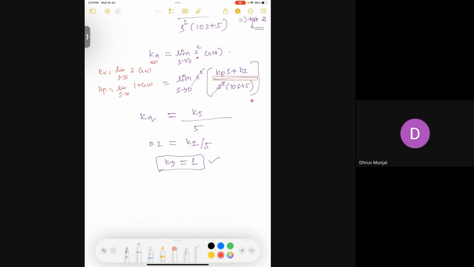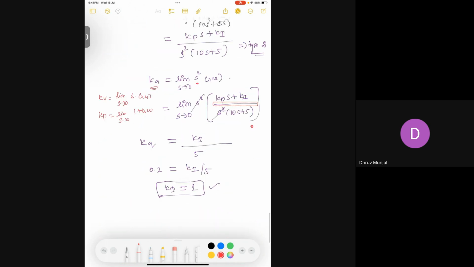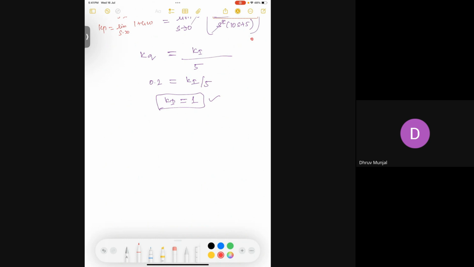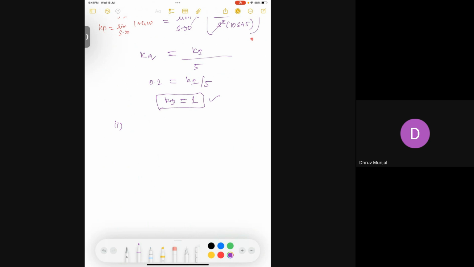The next question is, for the Ki obtained in question 10, this is the next subdivision I am taking. For the Ki obtained in the previous question, select all ranges of Kp. Oh, now they are asking Kp. All ranges of Kp which guarantee the closed loop system stable.